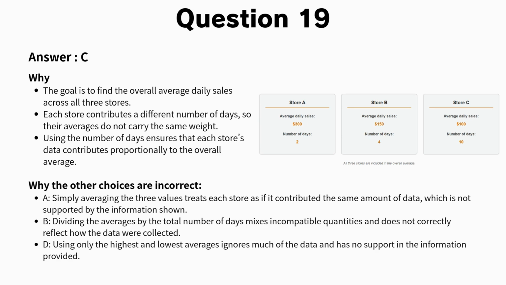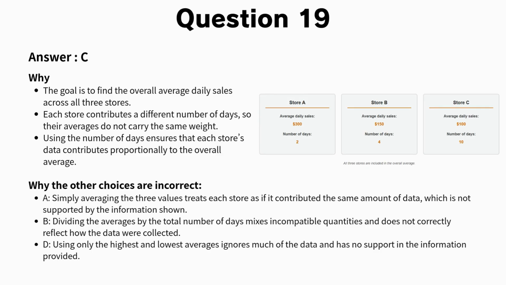The correct answer is C. Calculate a weighted average using the number of days for each store. The goal is to find the overall average daily sales across all 3 stores combined. However, each store contributes a different number of days to the data collection, so their averages should not carry the same weight in the final calculation.